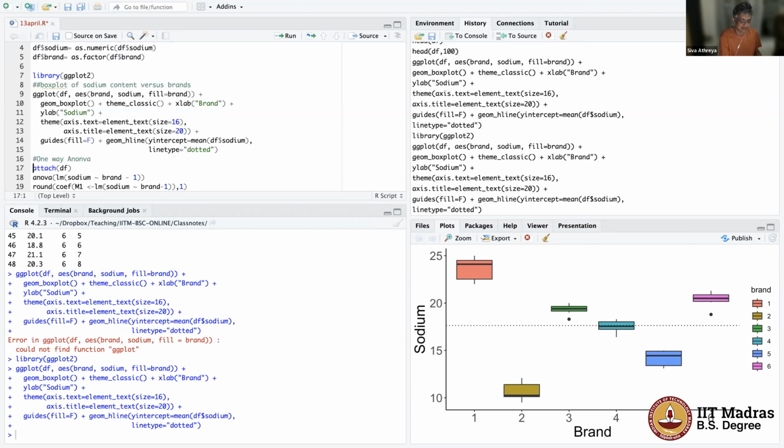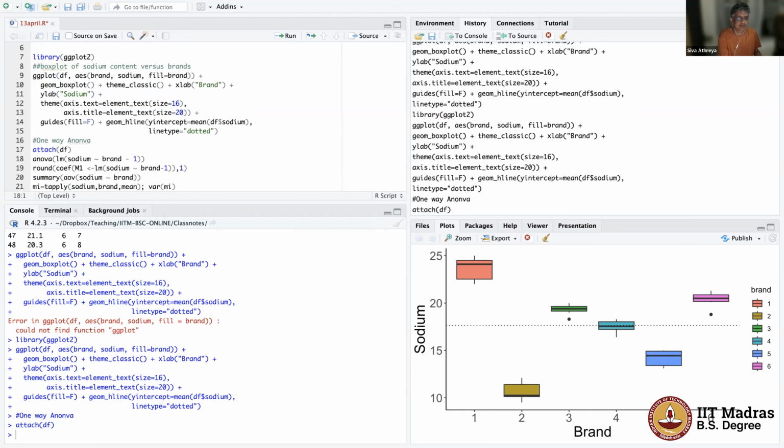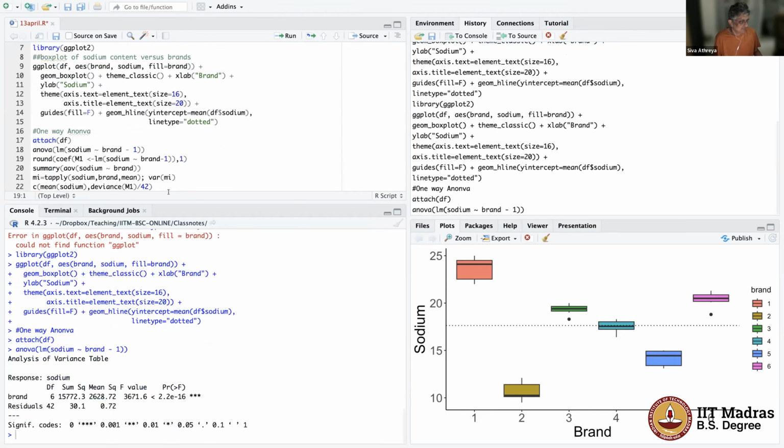Okay. So I attach the data frame, so then I don't have to keep on mentioning df and all. To do this, the first thing I'll do is a simple ANOVA. When I do that, you look at this. There are 6 brands, so 6 degrees of freedom. Then the sum of squares within brands is this, the mean is this, the F value is this, and the p value is so much. So it gives you immediately, the probability of F tells you that okay, there is a difference.